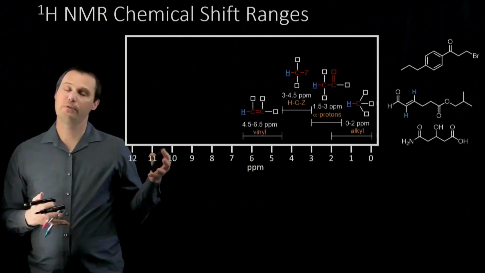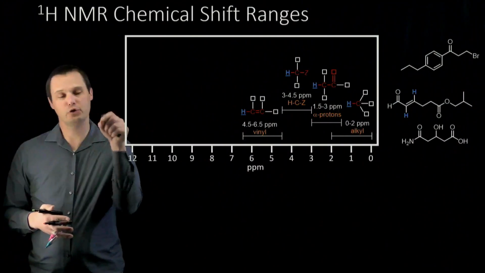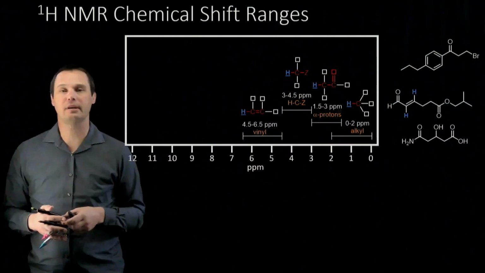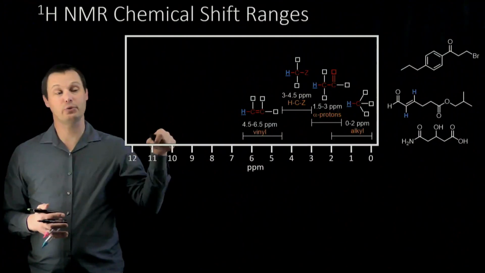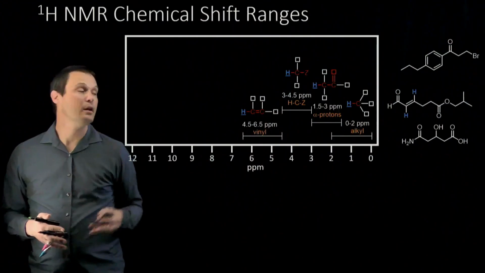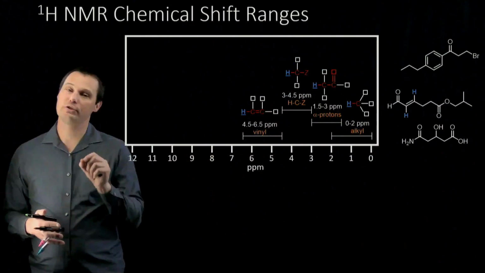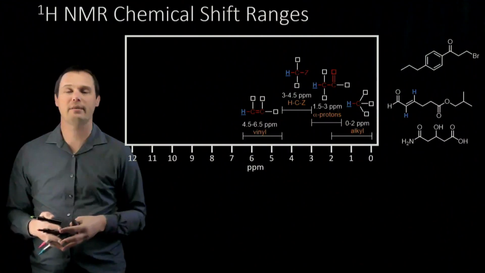The next range goes from 4.5-ish to 6.5-ish parts per million, and this is the vinyl range. These are hydrogens directly attached to a carbon-carbon alkene. Notice the difference between this and the alpha proton range. Alpha protons were next to any pi bond. Vinyl protons are directly attached to an alkene. We can see that in the structure on the right. The hydrogens directly attached to the alkene are the vinyl protons, and they'll be somewhere between 4.5 and 6.5-ish parts per million.